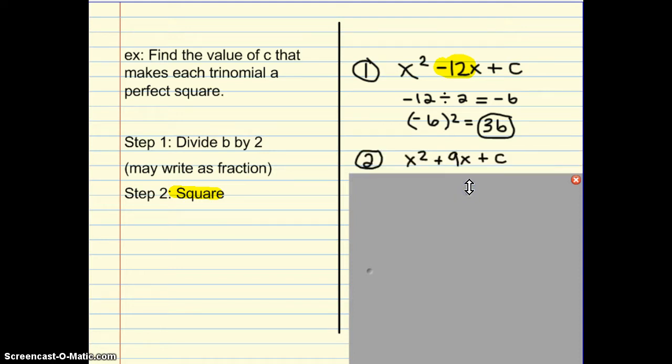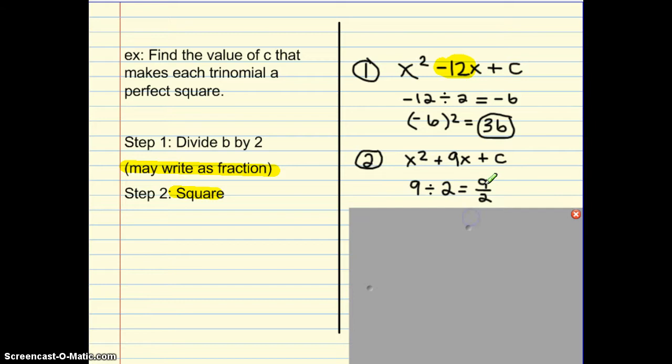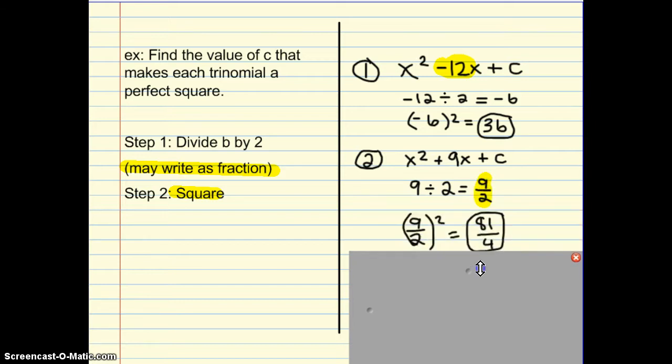For x squared plus 9x plus c, sometimes you may want to write it as a fraction. So 9 divided by 2 is 9 over 2. And then when we square that, we just square the top and then we square the bottom.